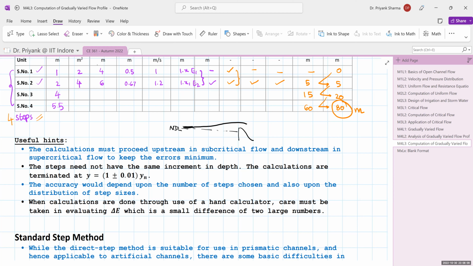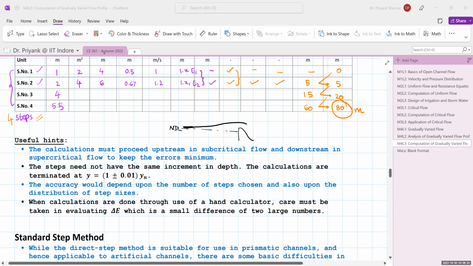So here it will be 1.01 because it is in the first zone. If it is in the third zone, it will be 0.99 yn. So there you have to terminate. Let us say your yn is 5.51, then you have to terminate at 1.01 of 5.51 in case you are having an M1 profile. So that is very important.